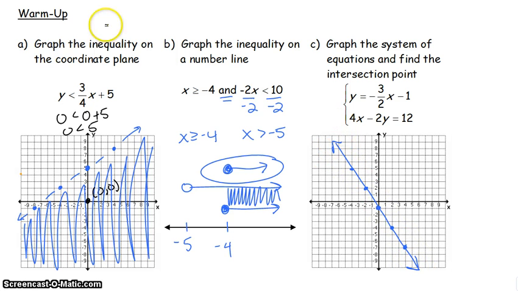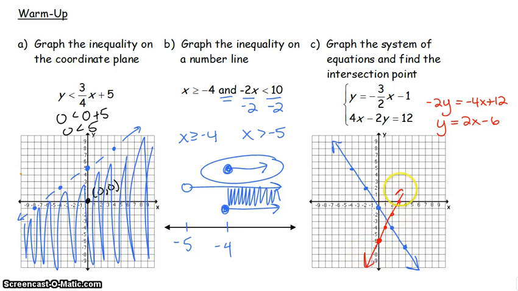Our second line, we have to solve for y before we can graph. So we move that 4x over. So we've got a -2y is equal to a -4x plus 12. Divide by a -2, y is equal to 2x minus 6. So we have that y-intercept down there at a -6. We have a positive 2 over 1 as our slope.